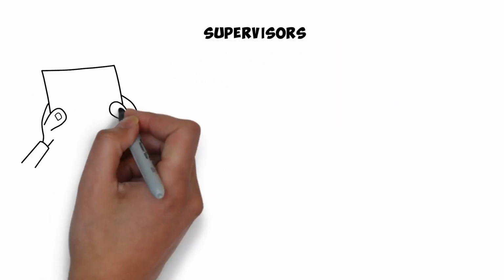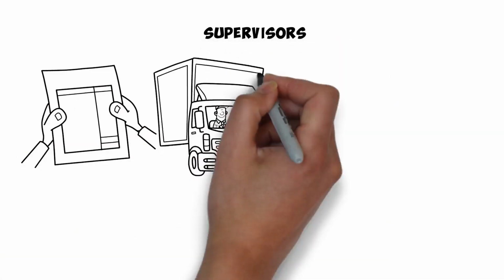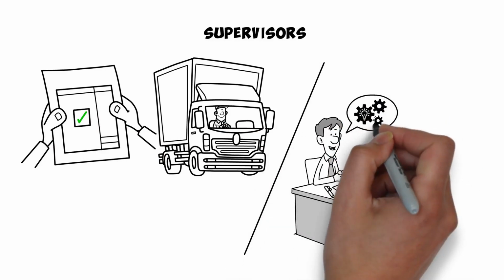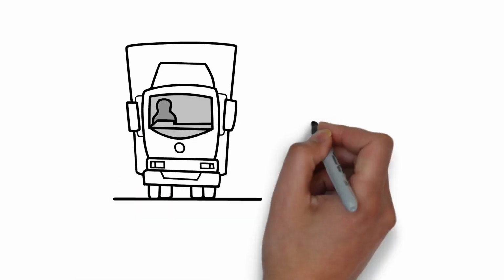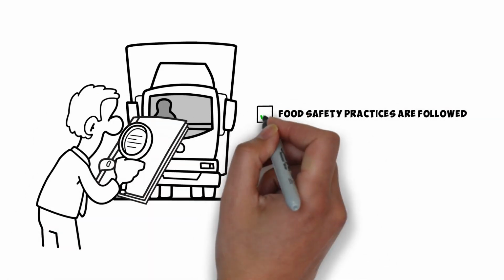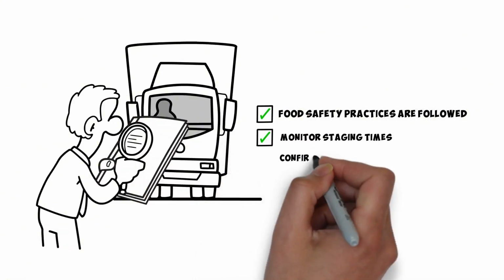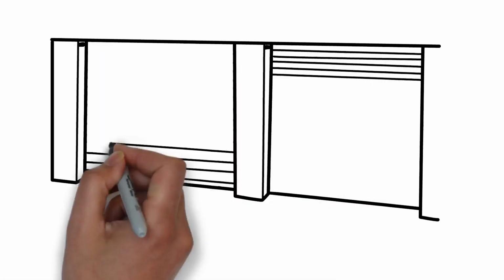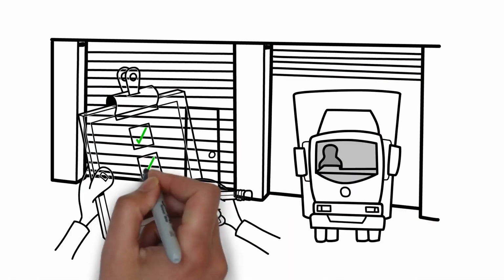Supervisors. Supervisors provide support for loaders, including guidance regarding this standard operating procedure, communicating with transportation personnel. They'll ensure food safety practices are followed, monitor staging times, and confirm containers meet temperature requirements. They also handle corrective actions and keep dispatch updated on load completion.